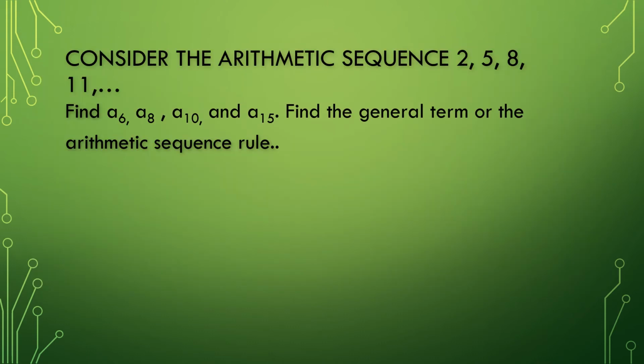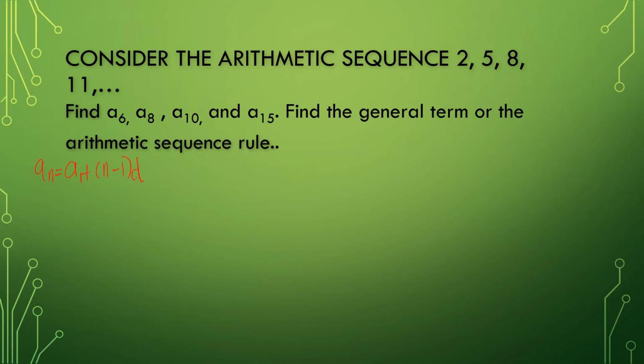Let us consider the arithmetic sequence 2, 5, 8, and 11. You are going to find the general term or the arithmetic sequence rule, and you are going to find a sub 6, a sub 8, a sub 10, and a sub 15. To find the general term, let us use the general rule, which is a sub n is equal to a sub 1 plus n minus 1 times d.